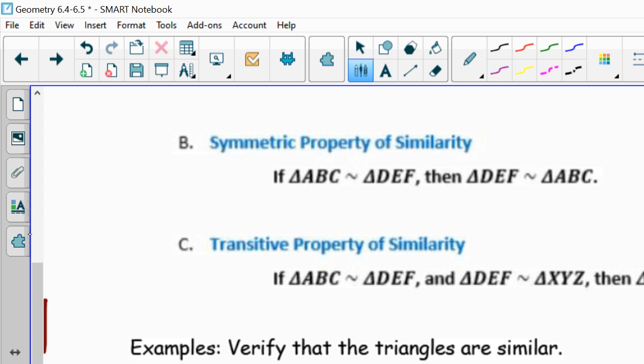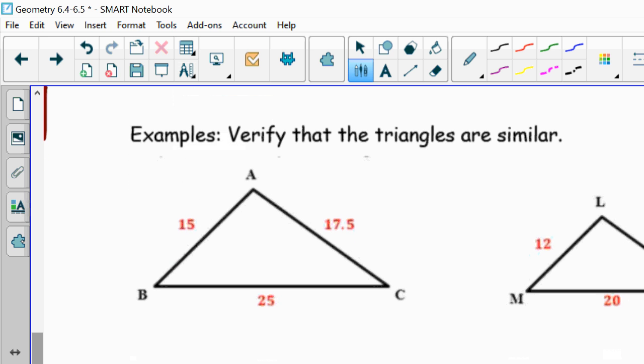All right, so let's look at some examples using this stuff. We want to verify that the triangles are similar. Okay? So here what I have are all 3 sides. That's all that I have labeled. So I would have to do side, side, side. Okay? So I'm going to do, let's see, we'll start with the bottom, BC over MN.